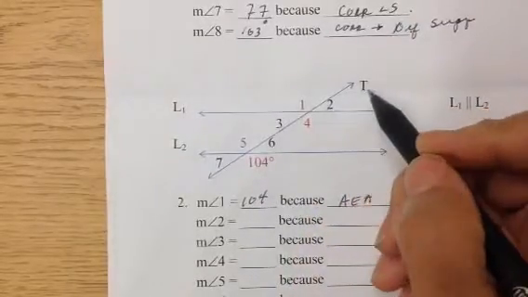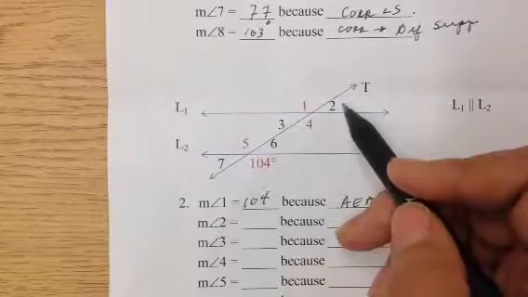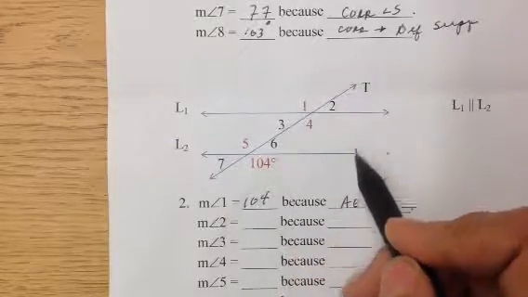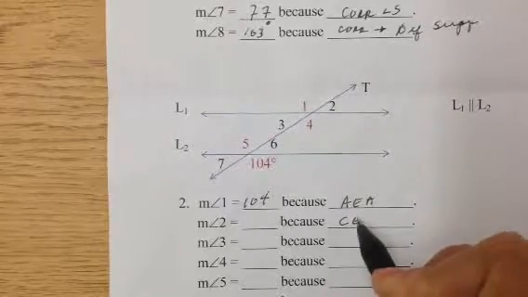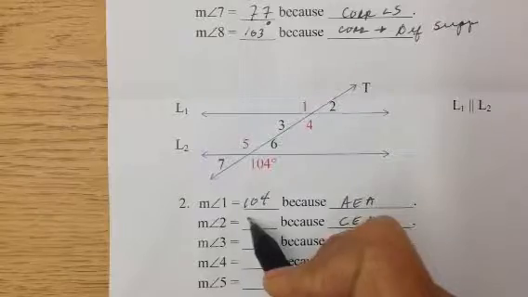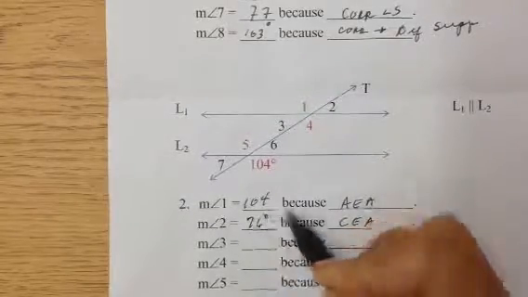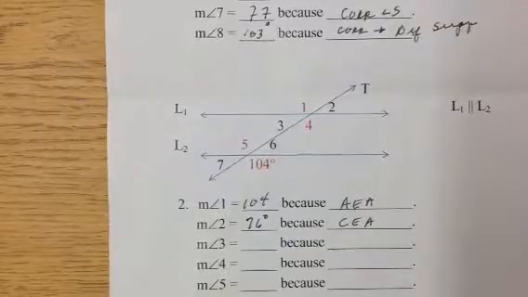All right, for angle 2, I want you to notice that this is on the outside and this is on the outside, and they are on the same side, so they're going to be consecutive exterior angles. So it's going to be 76 degrees because they are supplementary. Consecutive angles are going to be supplementary.